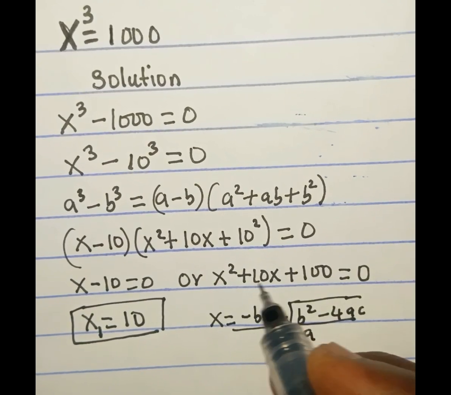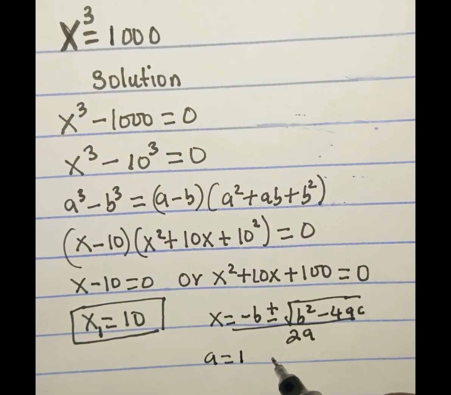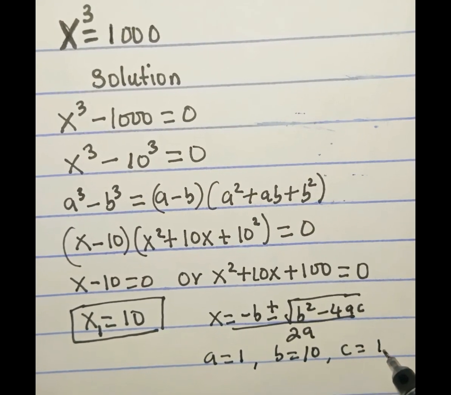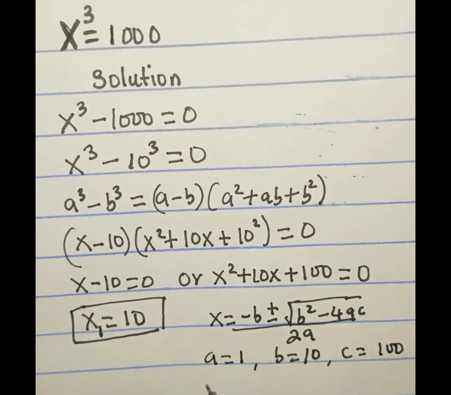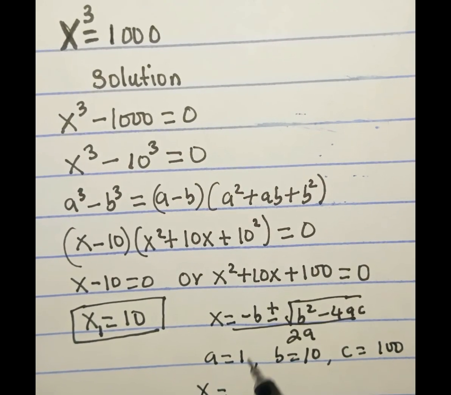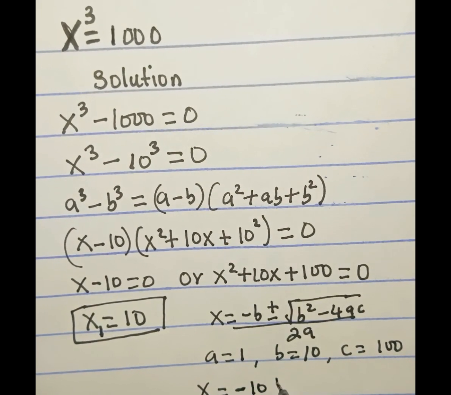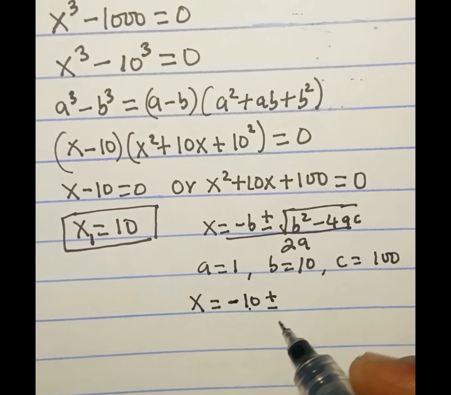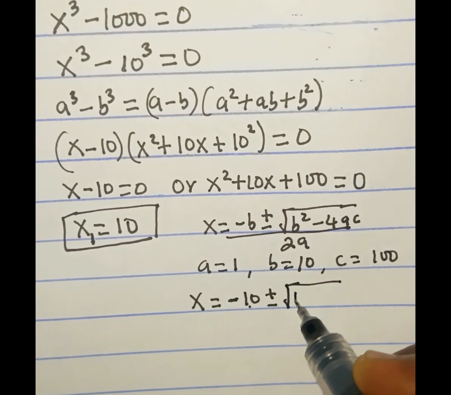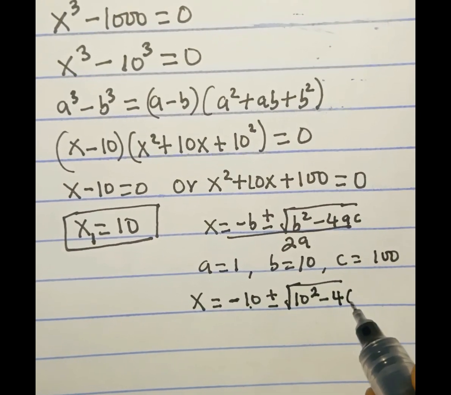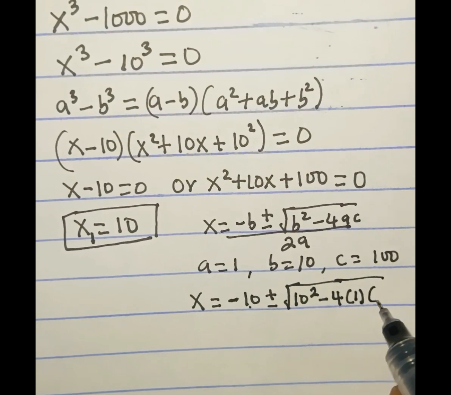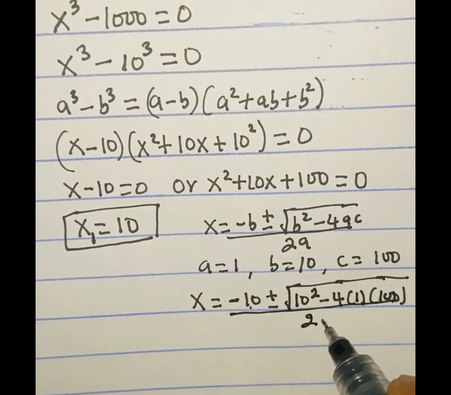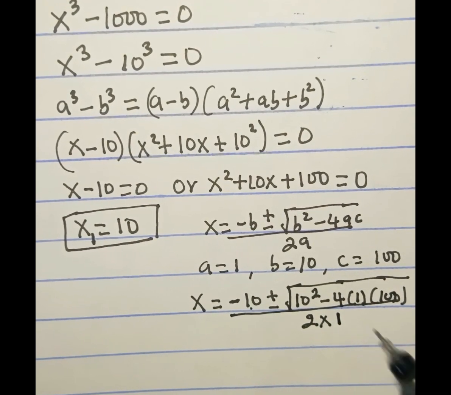Now I'm going to substitute into this formula. a equal to 1, b equal to the middle coefficient, which is 10, and c equal to the constant, which is 100. Now, substituting into this formula, in place of minus b we have minus 10, plus or minus the square root of b square, which is 10 square, minus 4 multiplied by a, which is 1, then multiplied by c, which is 100. Everything all over 2 multiplied by a, and a is the same as 1.